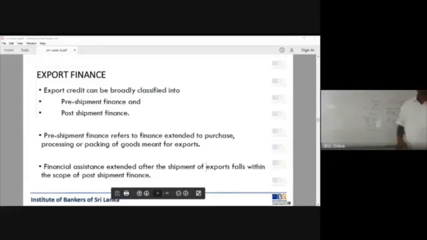Right. Export is exporter. We have pre-export. This is PCL. Post-export, we have e-bill discounting, and forfeiting is also the same.